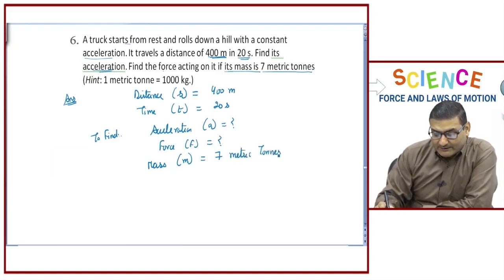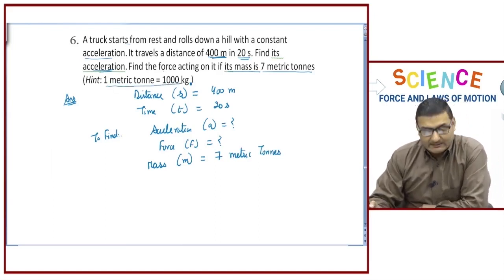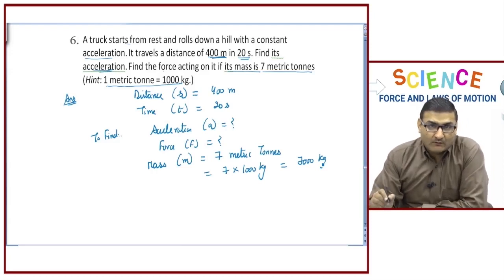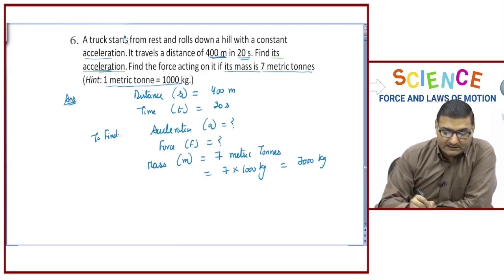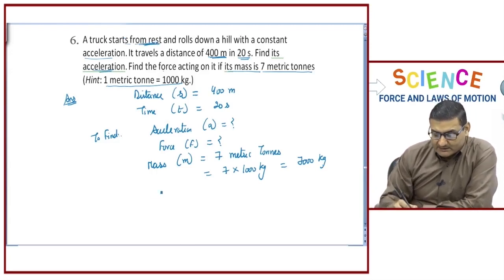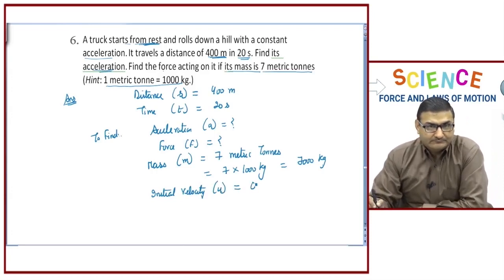Now we have been provided this detail that 1 metric ton equals 1000 kilograms. So if 1 metric ton is equal to 1000 kilograms, that means 7 metric tons should equal 7000 kilograms. Now one vitally important thing is the truck is starting from rest, and if an object starts from rest, we know that we take its initial velocity represented by small u to be 0.